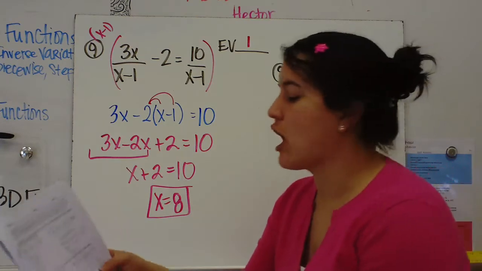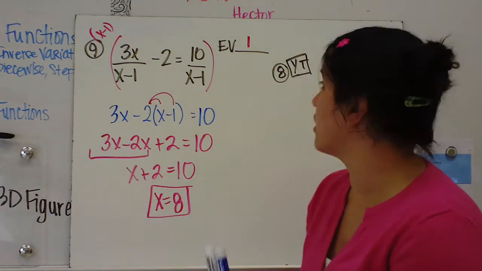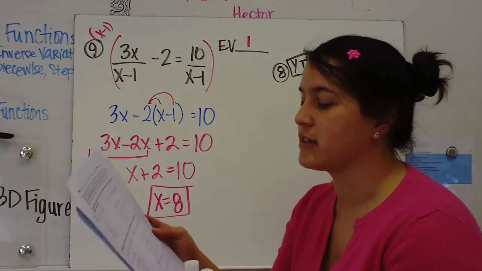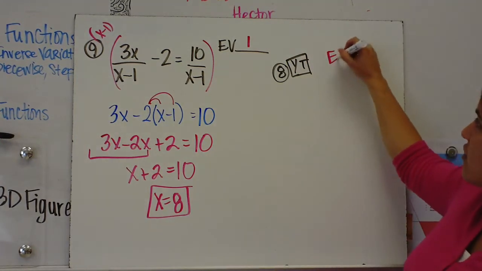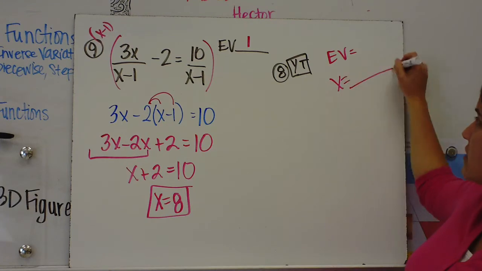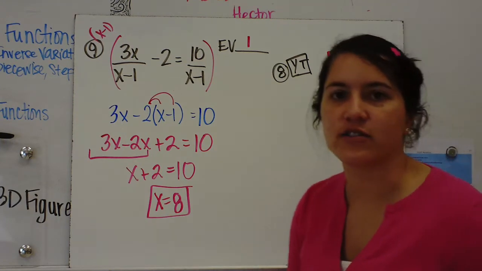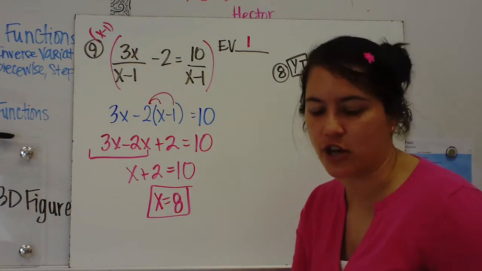So you are going to try number 8 on here. You're going to multiply both sides by the least common denominator, and for number 8, you need to get the excluded value, and then you need to show me what x equals. Okay, so pause it, work that one out, and then I'm going to show you.